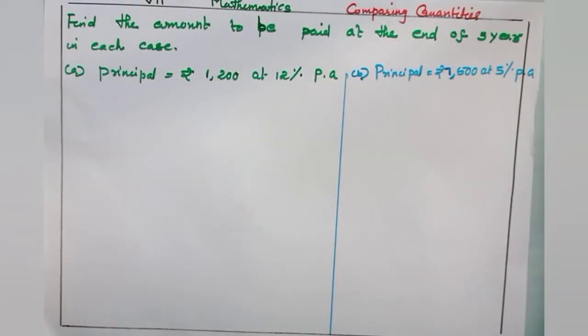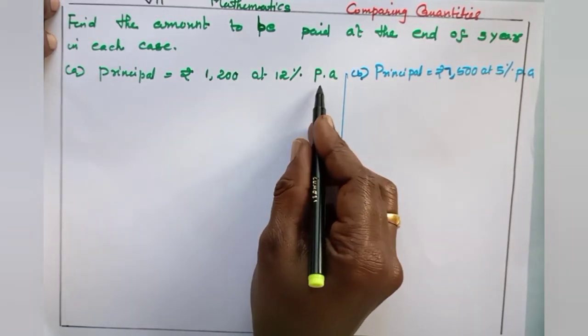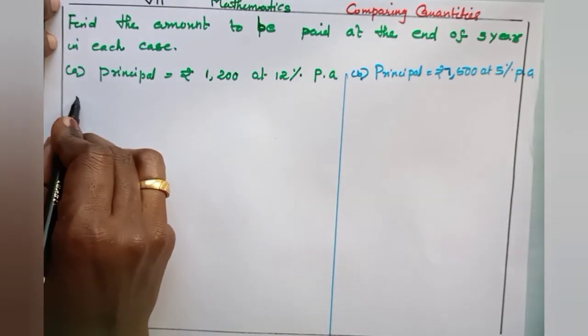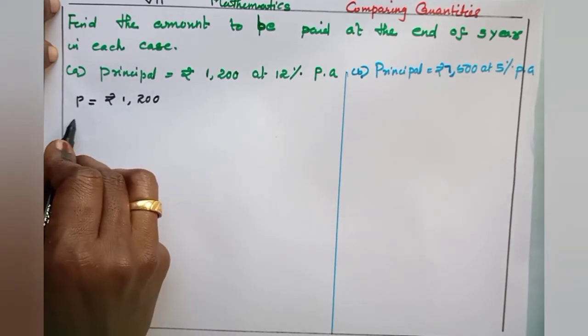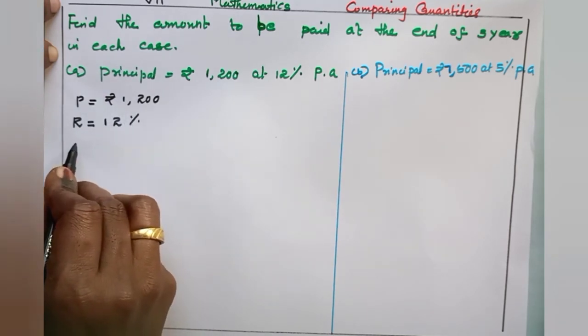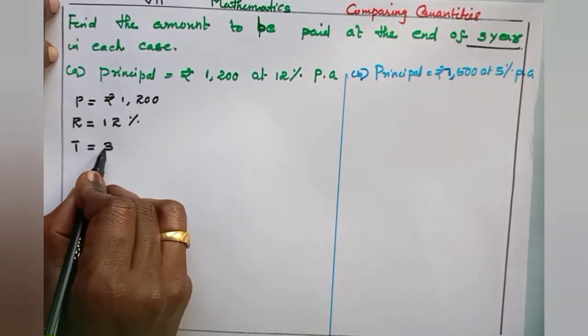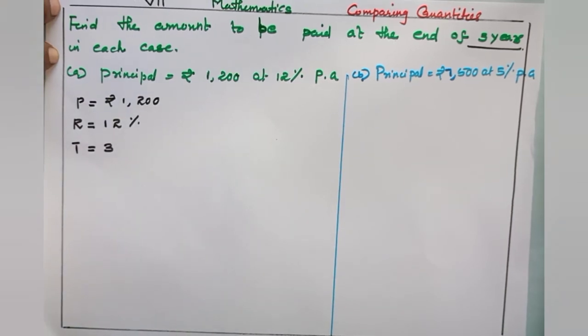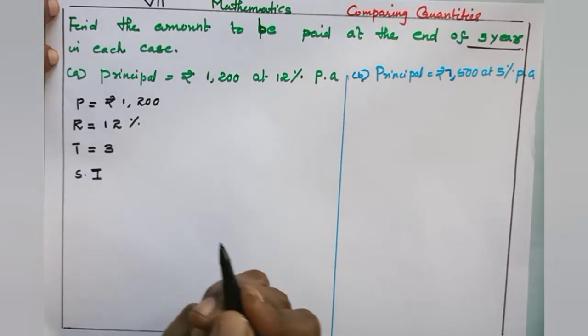Shall we do the problems on simple interest? Find the amount to be paid at the end of 3 years in each case. First question, principal is rupees 1,200 at 12% per annum. So here given principal is rupees 1,200 and the rate of interest is 12%. 12% is 12 by 100. Then at the end of 3 years, so here the number of years is 3, that is T equals 3. Then we want to find the simple interest.